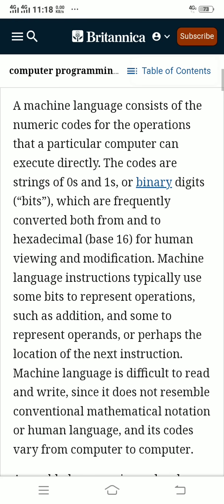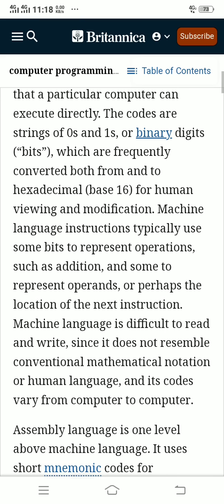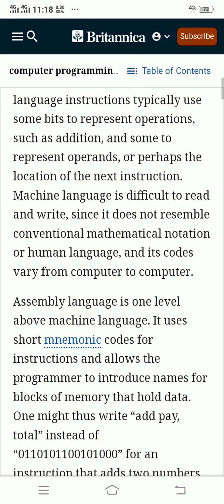Machine language is difficult to read and write since it does not resemble conventional mathematical notation or human language. The codes also vary from computer to computer and machine to machine.